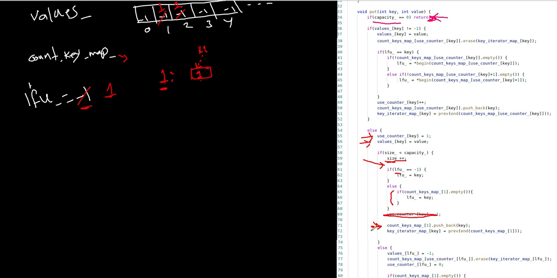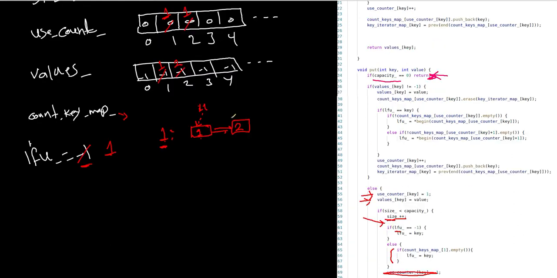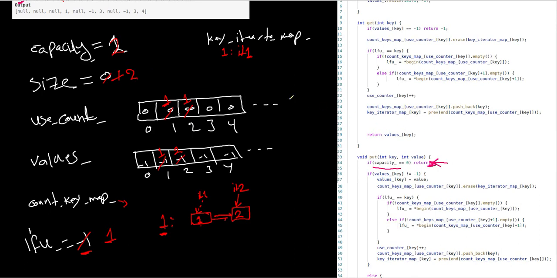Now we have count keys map of 1 push back of the key, and that means we need to push to the end of the linked list the key 2, and key iterator map of key equals previous of end, which is the iterator we just added. So let's say this is iterator 2. So in this dictionary we'll have 2 equal pointer 2.